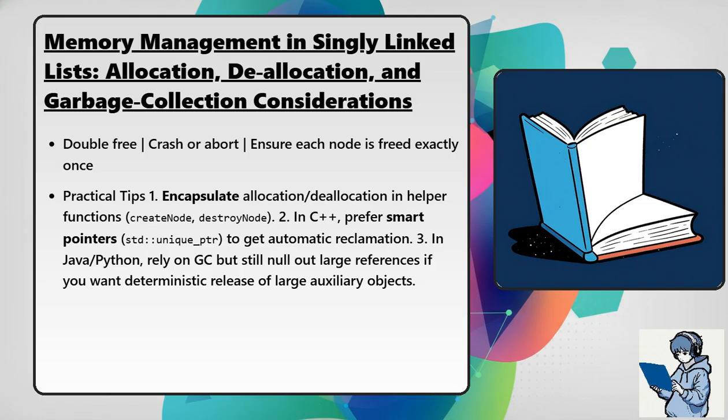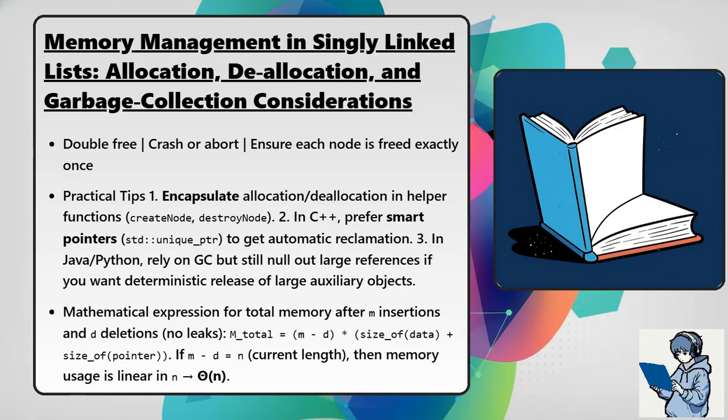Practical tips. 1. Encapsulate allocation and deallocation in helper functions, create node, destroy node. 2. In C++ prefer smart pointers, unique pointer, to get automatic reclamation. 3. In Java and Python rely on garbage collection but still null out large references if you want deterministic release of large auxiliary objects.